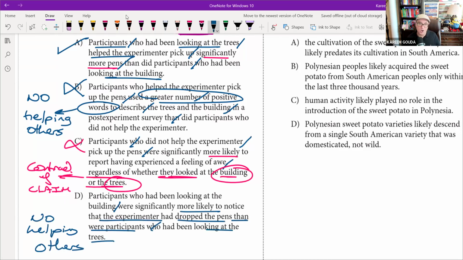Answer C also has no helping others. You get it, guys? So the only answer that actually shows more people helping when they had awe was A, and that's exactly what we want. And this is kind of a hard question. Of course, they're all hard, but this is a really hard question too.